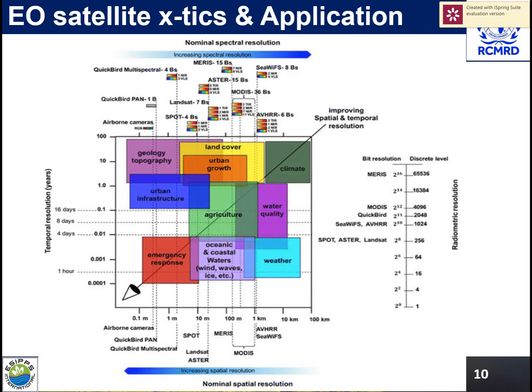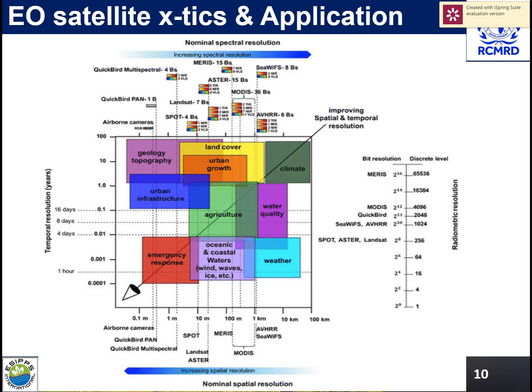So if we look at the different Earth observation satellites, we see that for weather, AVHRR and CYFI waves are actually used a lot in the weather data, because they have low resolution but with high temporal resolution and spectral resolution.